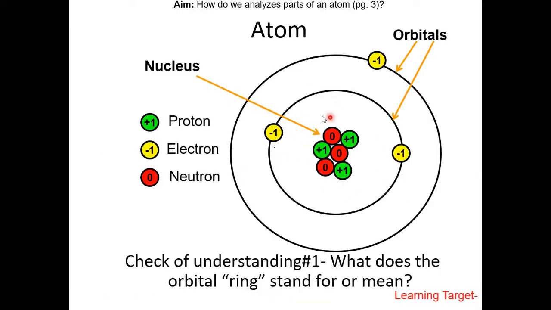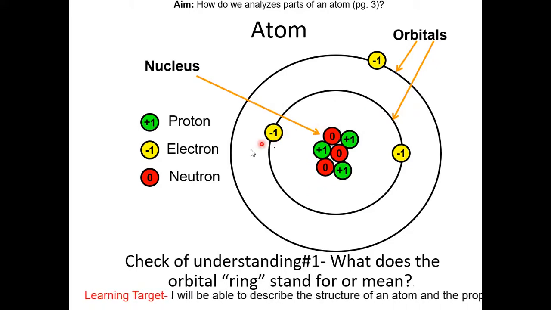So here is an example of a model of the atom. Most of you probably drew something like this for the motivation. There's actually more than one model of the atom, right? But this is the one I want you to be most familiar with. So here is showing the nucleus, where the protons and neutrons are, and the electrons are in the orbital.